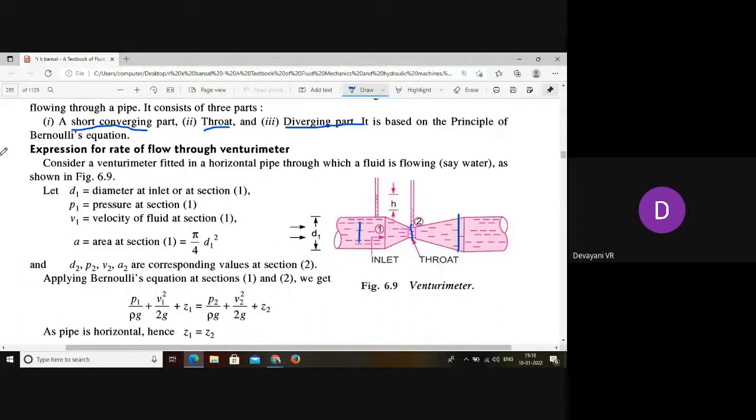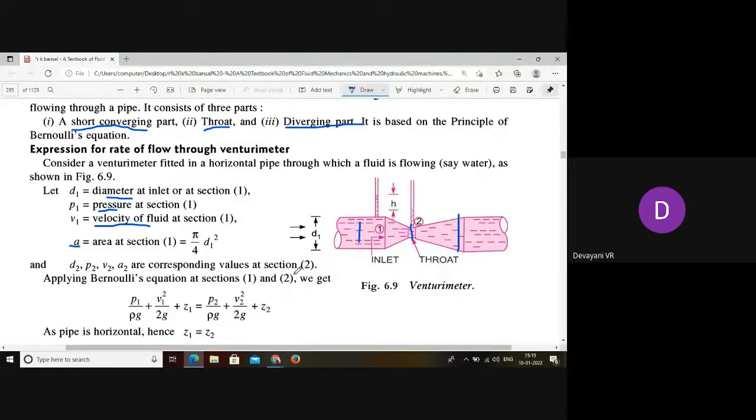So we know that, right? So consider this section 1. At section 1, D1 is the diameter at the inlet, P1 is the pressure at section 1, and V1 is the velocity at section 1. And also the area at the inlet A1 can be calculated by using the formula, pi D1 square by 4. So everything you know, isn't it? You have already done the venturimeter experiment, so you have an idea about all these values, D1, area and the discharge, right?